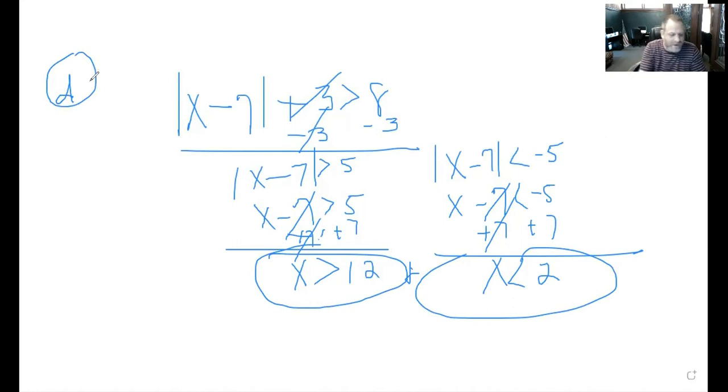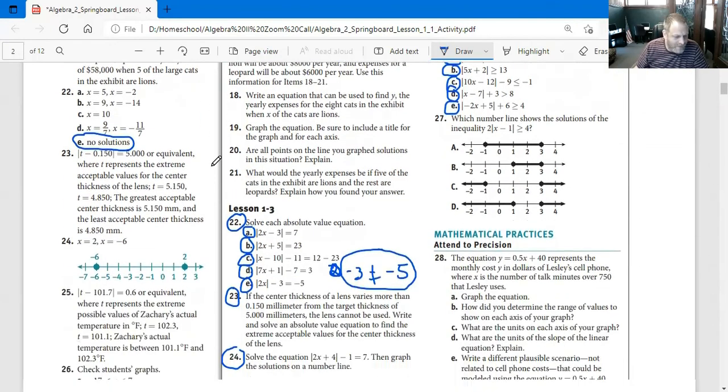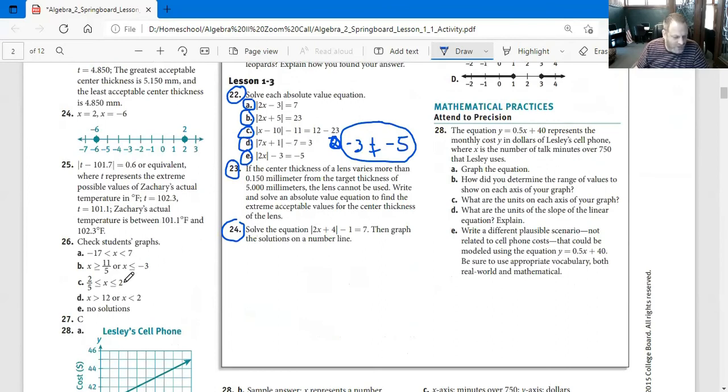All right, let's go for problem E. Problem E, write that down, guys. Pause the video. All right, so we have the absolute value of negative 2x plus 5, plus 6 is greater than or equal to 4. So let's do this one on the whiteboard. Just to let you know, this is going to be no solutions.